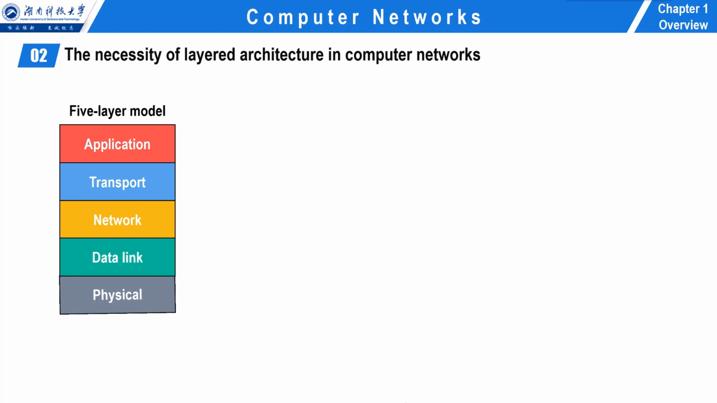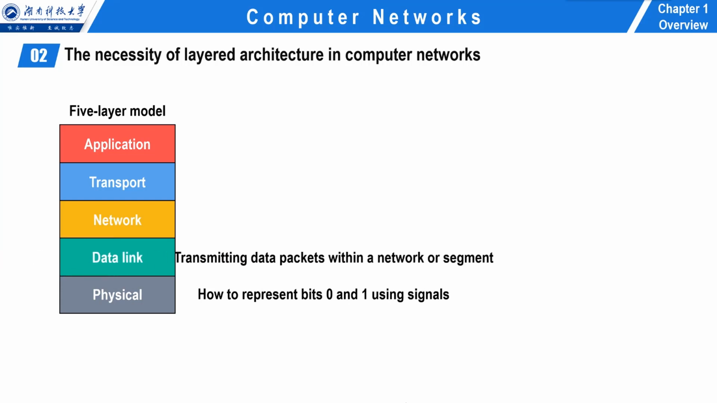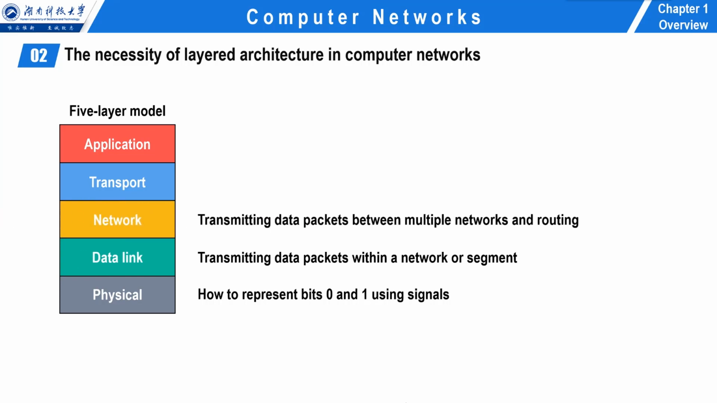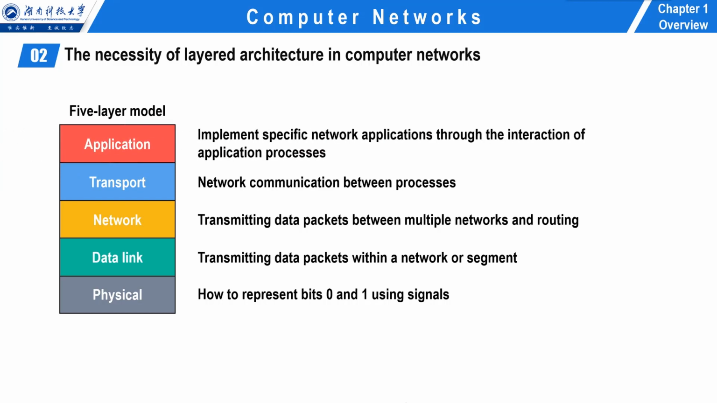The physical layer solves the issue of how to represent bits 0 and 1 using signals. The data link layer solves the issue of transmitting data packets within a network or segment. The network layer solves the issue of transmitting data packets between multiple networks and routing. The transport layer solves the issue of network communication between processes. The application layer solves the issue of implementing specific network applications through the interaction of application processes.